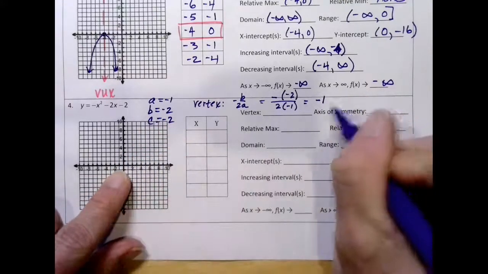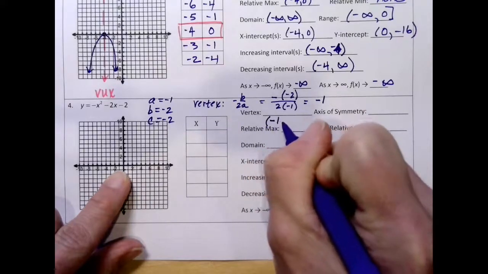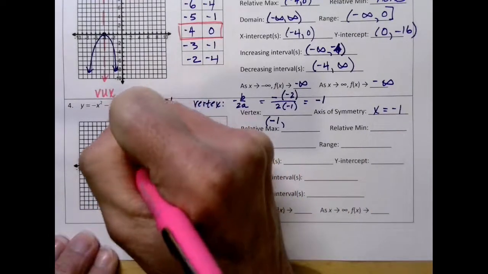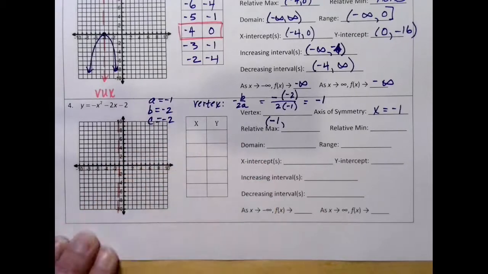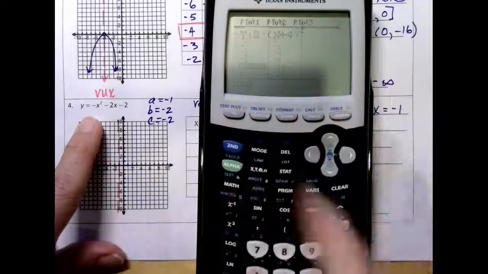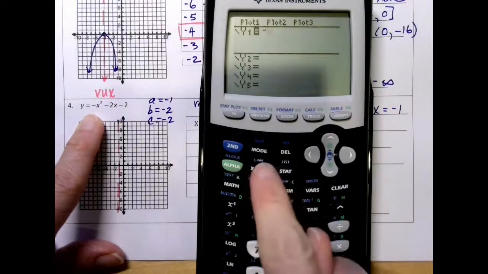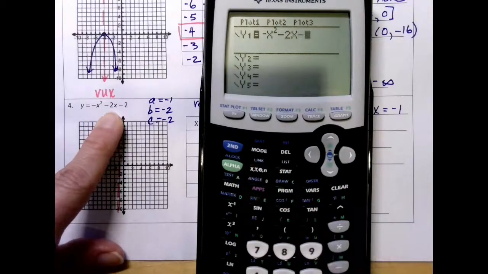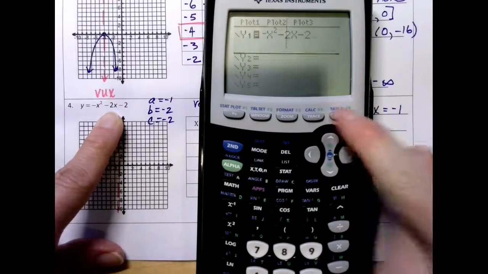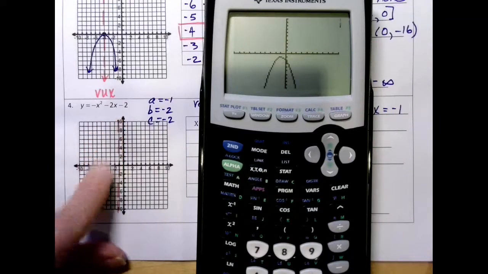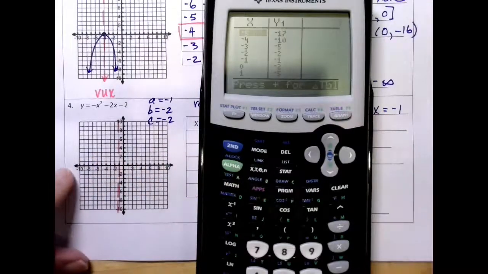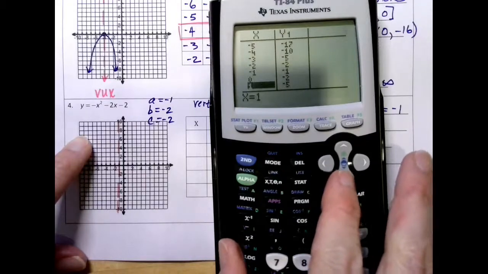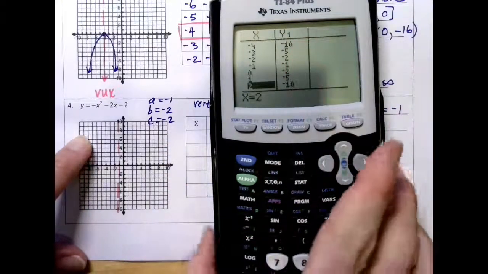So I know at least for my vertex, over negative 1, and I know my axis of symmetry is going to happen right here at x is equal to negative 1. Get my graphing calculator out, and I'll enter in the opposite of x squared minus 2x minus 2. Again, maybe you're putting this into Desmos. Hopefully you see the same graph I do. Go to your table of values and go ahead up to negative 1. And there's that beautiful symmetry we see in that curve.